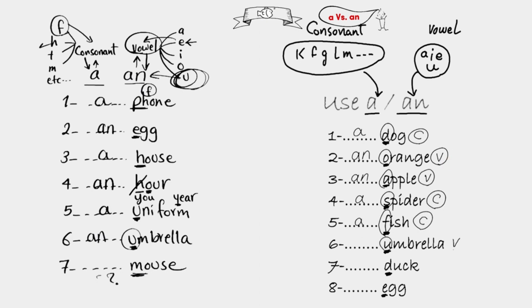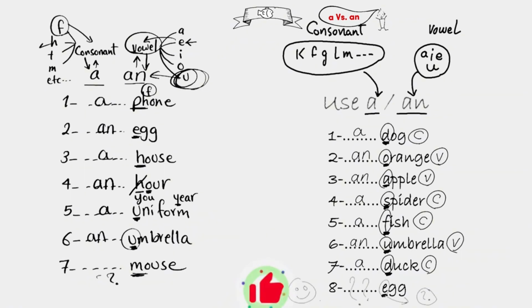Umbrella, the U is a vowel, so it takes an. Duck starts with D, a consonant, so it takes a. And lastly, egg. Can you do it? Tell me in the comments, guys, if the letter E is a consonant or a vowel. And what's the answer here?